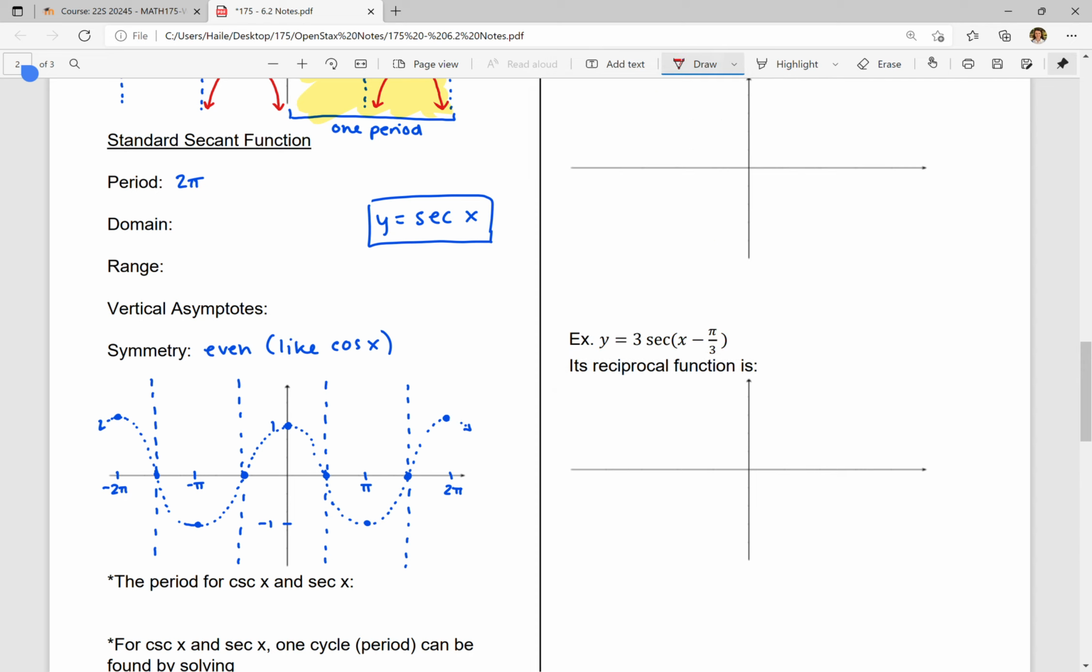So I'm going to switch to red just so you can tell the difference. So just like with cosecant, everywhere we have a maximum or a minimum, we're going to draw one of those little arch shapes that approaches our asymptotes. So the graph of secant looks like this.